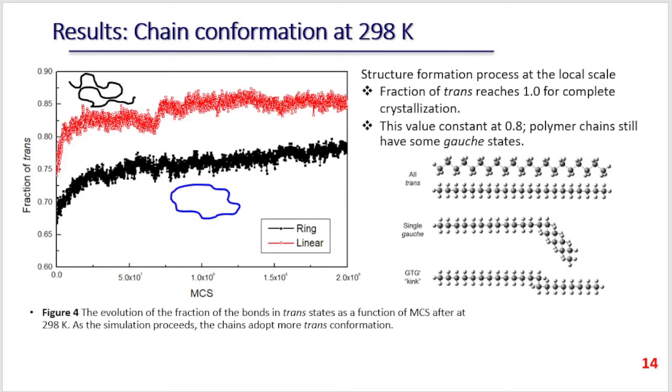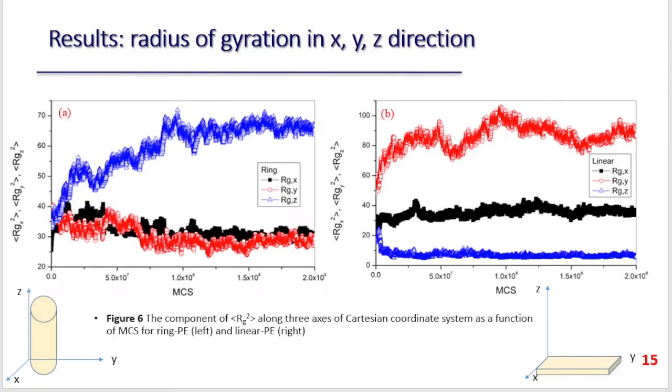The crystal formation process is affected by the trans fraction, which increased to a value of about 0.85, where 1.0 is completely crystallized. But due to the long chain of the polymer, there will be some gauche conformation to allow the polymer folding. For the cyclic, we have a lower value due to more gauche conformation from the ring topology.